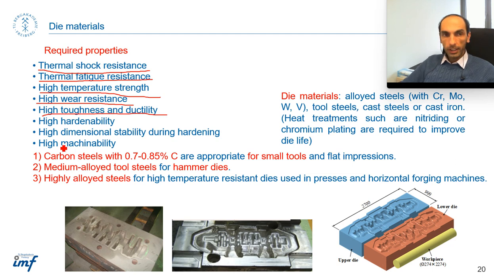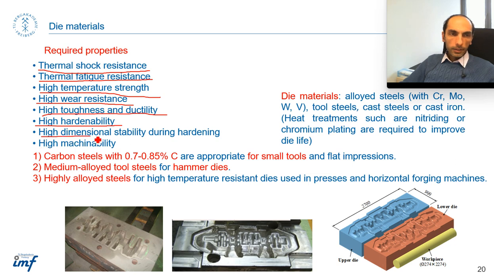On the other side, the hardness of the surface is important. The surface of the die should be hard. So high hardenability is important. You should be able to harden the die on the surface, and to an appropriate depth, but not too much. Just a surface hardness is required. This surface hardness can be achieved by carburizing or nitriding or coating the surface of the die, of course.